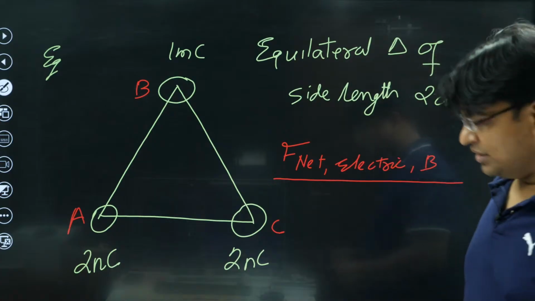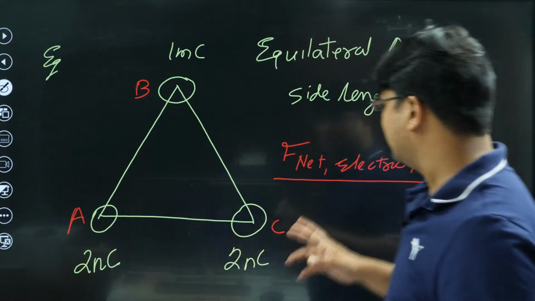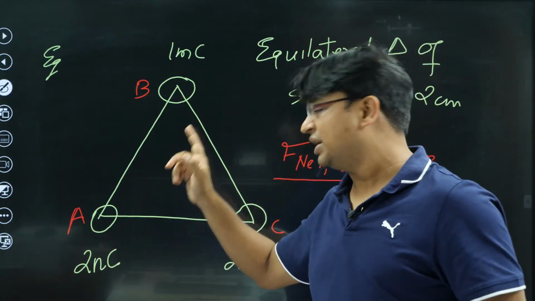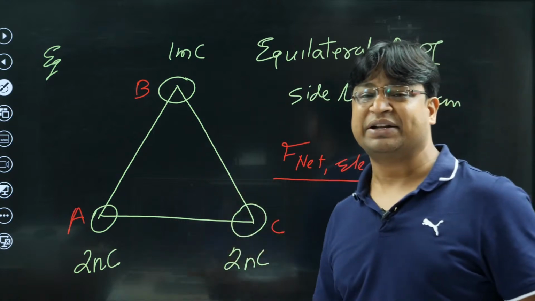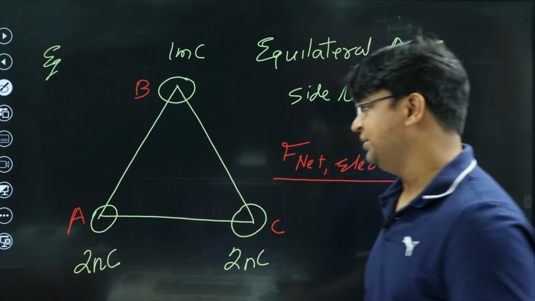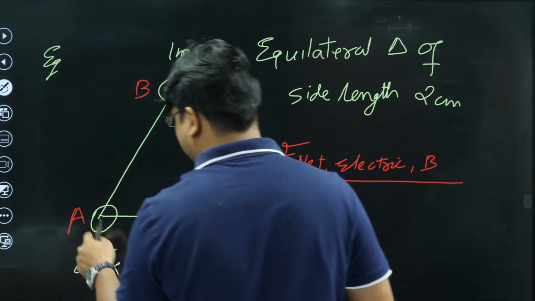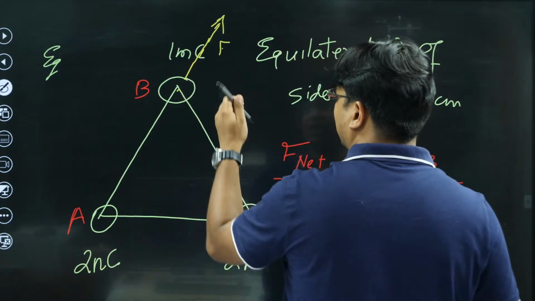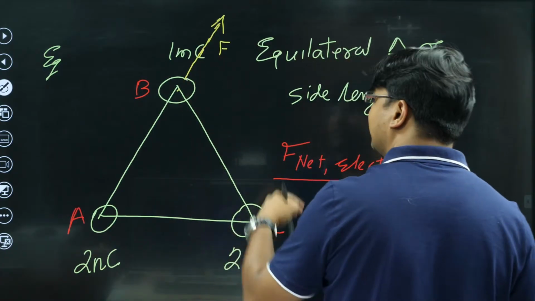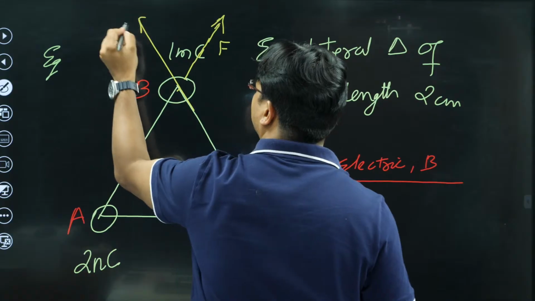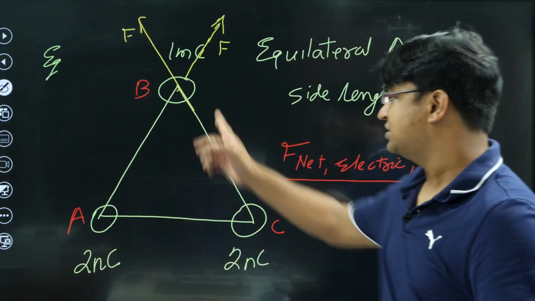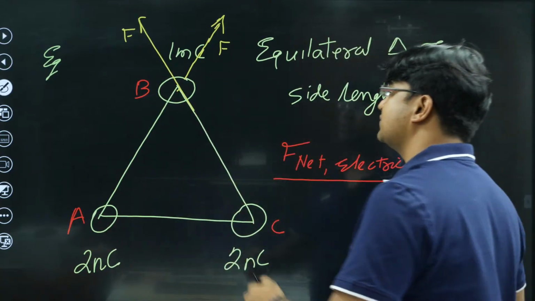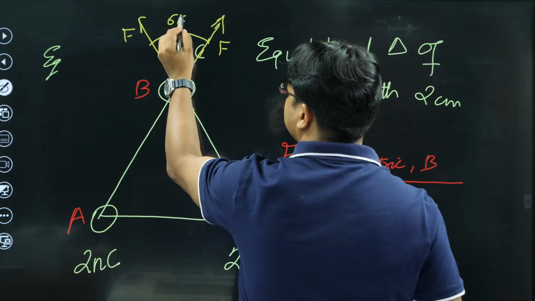So in this question, why are we talking about the word net? Because I can clearly see that apart from B, there are 2 particles, and both these particles will exert a force on B. So this particle A will exert a force on B. Let's call this F, and C will also exert the same amount of force because everything is the same. The distance here is the same, and the product of charges of these 2 particles is the same. So this would be the force, and the angle between them would be 60 degrees.